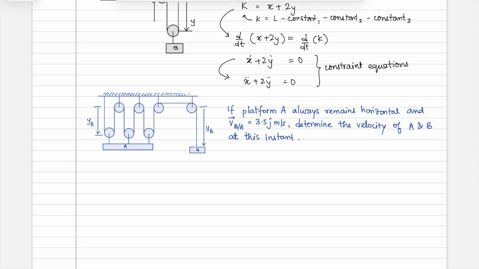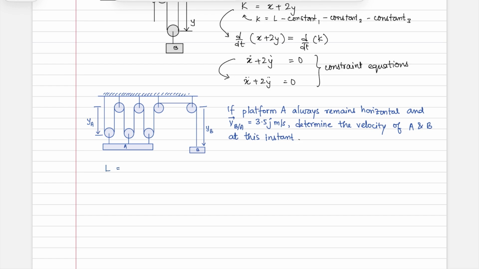Try this yourself. I've already marked what are the measurements. So in this case, I've taken it along the pulley, the line of the pulley here. So you have YA to this, and then you have YB to the position of mass B. First, you want to write down your constraint equation. So what is the length of the string? It will be this constant plus YA plus some other constant, and so on.